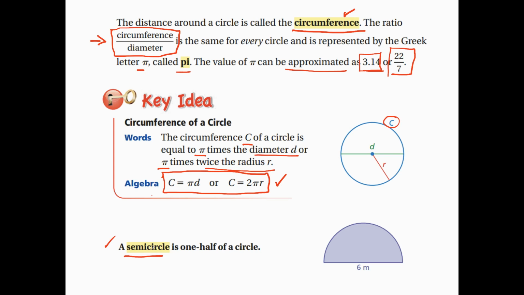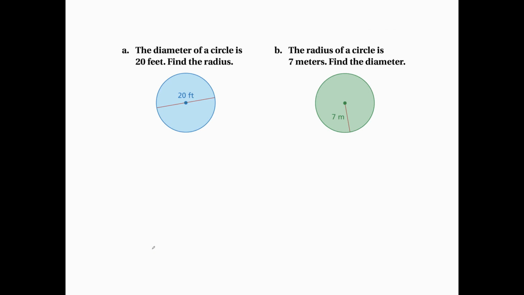Okay, so we're back. You got some more stuff for your notes, lots of stuff for your notes. It's time to work out some problems. So the diameter of a circle is 20 feet. Find the radius. How do we do that? First, we get our pen. There we go. So first, we write down the formula.